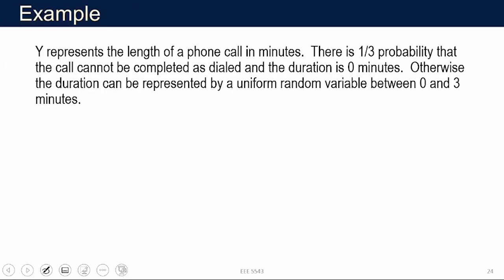We can look at one of these implied conditions in the following example. So let's say x represents the length of our phone call in minutes, and there's a probability of 1/3 that the phone call is not made. So we will have a duration of 0. Otherwise, the duration of the phone call is a random variable from 0 to 3 minutes.